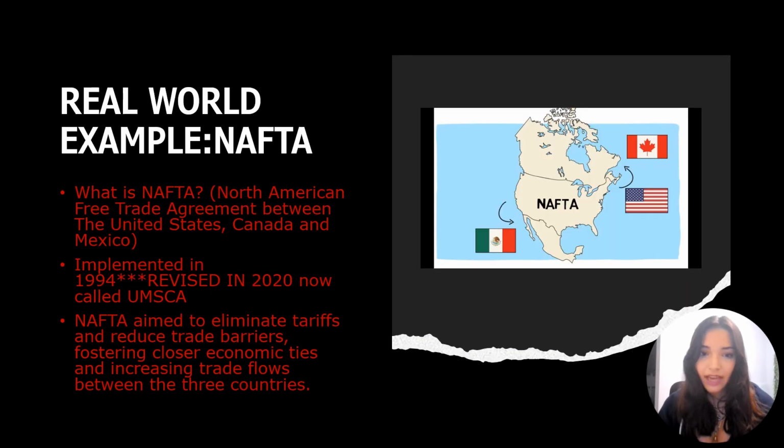So I'm going to be looking at NAFTA, the North American Free Trade Agreement, and this is between the US, Canada, and Mexico. Implemented in 1994, it was revised in 2020, and it aims to eliminate tariffs and reduce trade barriers, which fosters closer economic ties and increasing trade flows between the three countries.